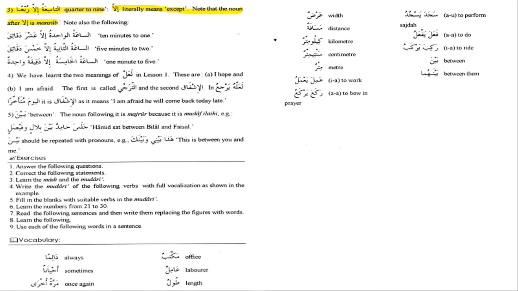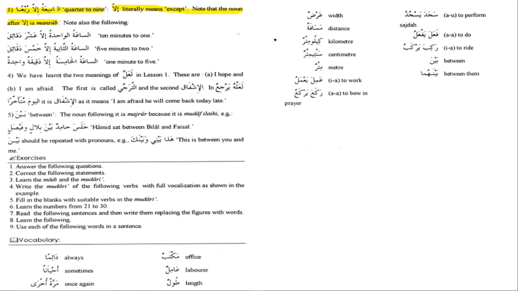So at-tasi'atu, 9 o'clock. As-sa'atu tasi'atu, 9 o'clock. Illa, except, so we should remove what is coming after from the 9. Rubu'an. What is rubu'an? We did fractions. So rubu'an is a fourth, 1/4. So what is 1/4 of an hour? That is 15 minutes. So quarter to 9.